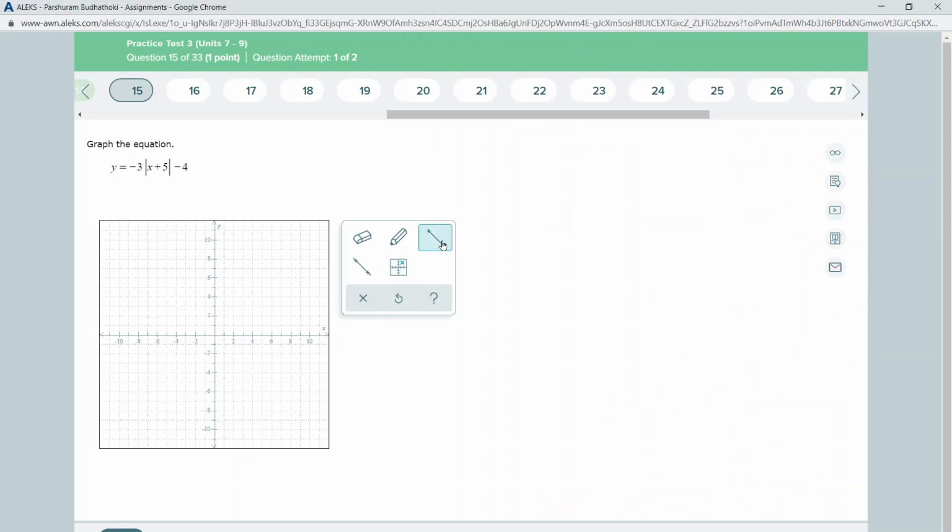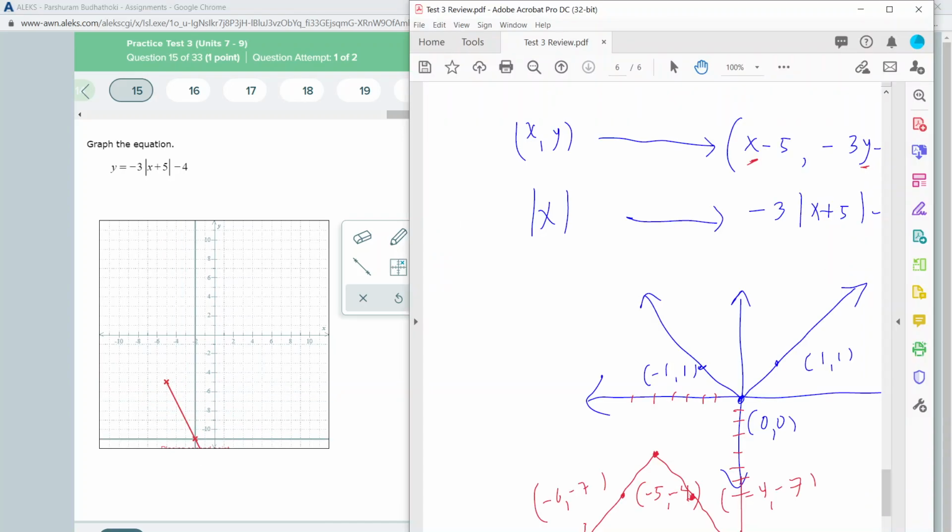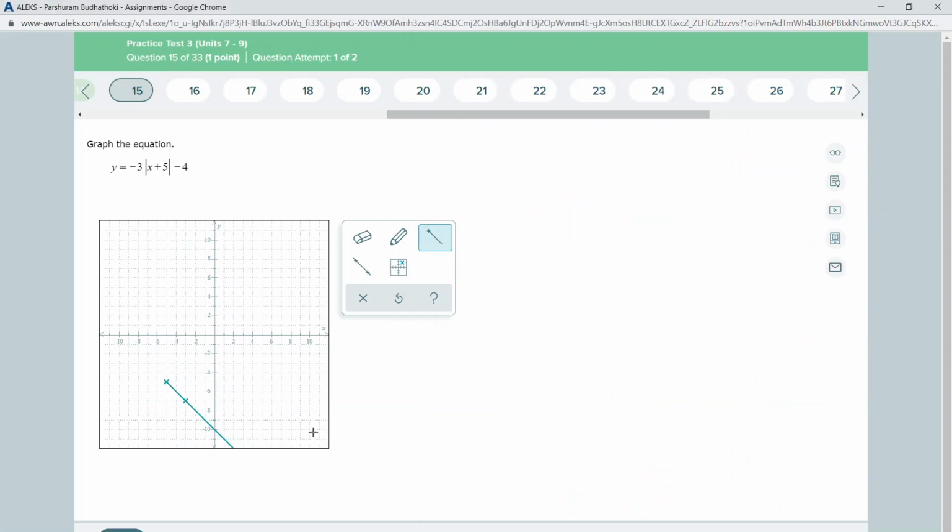Okay, let me cross it, negative 5, negative 4. And then the second point, as you can see, that's negative 4, negative 7. What is that, 7, negative 4, negative... that's wrong, that's wrong.